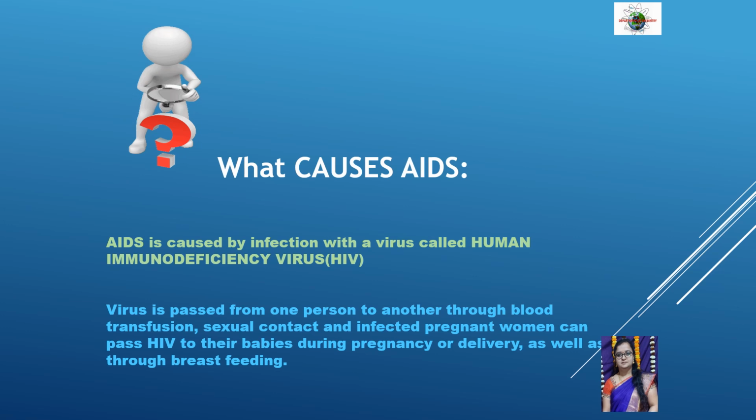What causes AIDS then? AIDS is caused by infection with a virus called human immunodeficiency virus. This virus is passed from one person to another through blood transfusion and sexual contact, and infected pregnant women can pass HIV to their babies during pregnancy or delivery, as well as through breastfeeding. How is the virus passed? It is passed through blood transfusion or sexual contact, or from a pregnant woman to the baby after delivery, and also through breastfeeding.